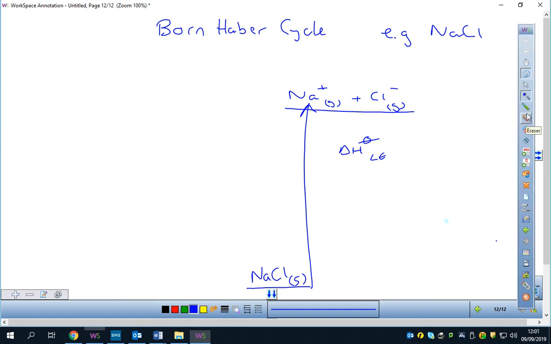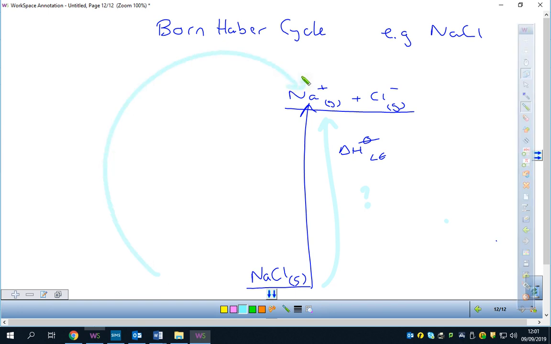The whole point of a Born Haber cycle is to find the unknown lattice enthalpy by using Hess's law and going through a number of changes that we do know. This is what I'm going to talk you through now.